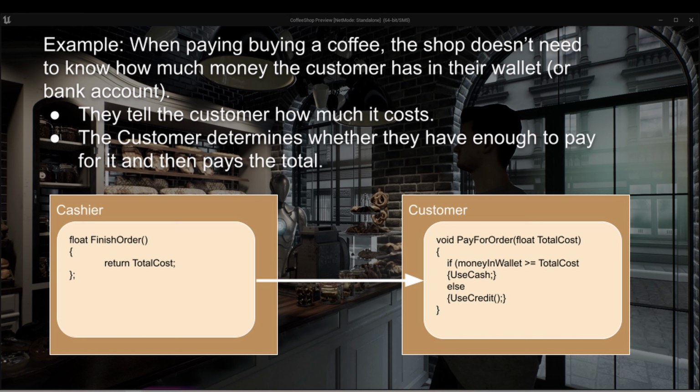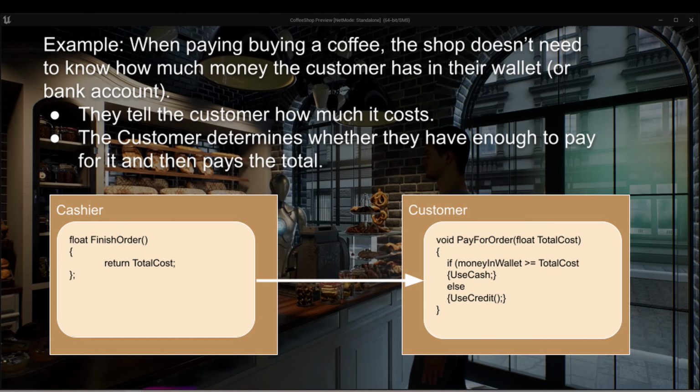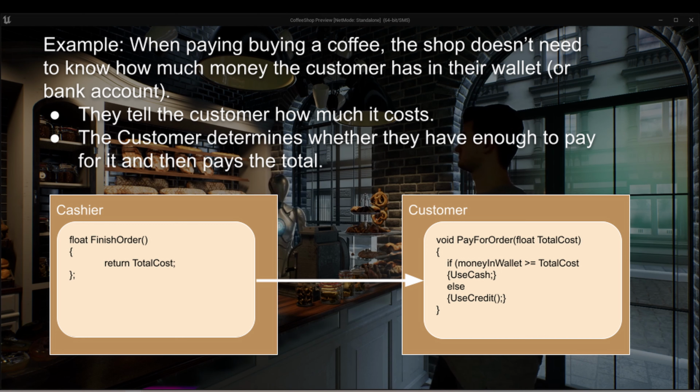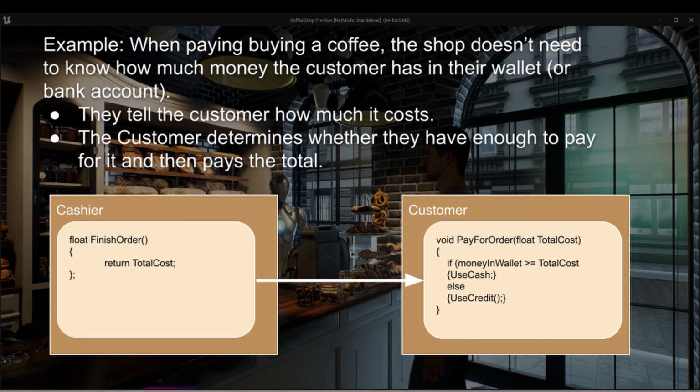The customer goes up to the counter and they want to buy a coffee. But when they're paying for the coffee, the shop doesn't need to know how much money the customer has in their wallet or in their bank account. The customer is responsible for determining whether they can pay for the coffee. So the cashier would tell the customer how much the coffee costs or how much the order costs, and then the customer determines whether they have enough to pay for it, and then pays the total.